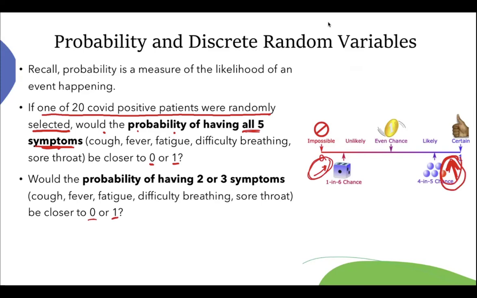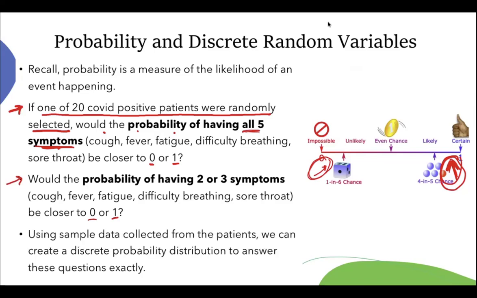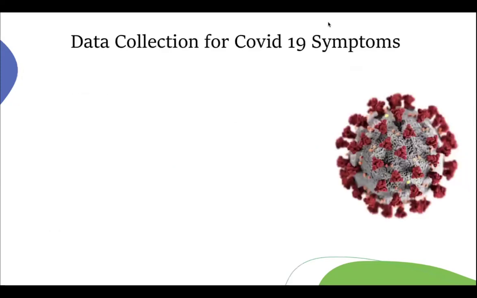Now, those were our gut feelings, given what we know about COVID, but we can figure these out exactly. If we have sample data collected from patients, we can use a discrete probability distribution to figure out what these 2 probabilities would be exactly and answer the question. So I'm going to show you how to build a discrete probability distribution from sample data and use that distribution to answer these questions. Next we are going to be building what's called a probability distribution table.